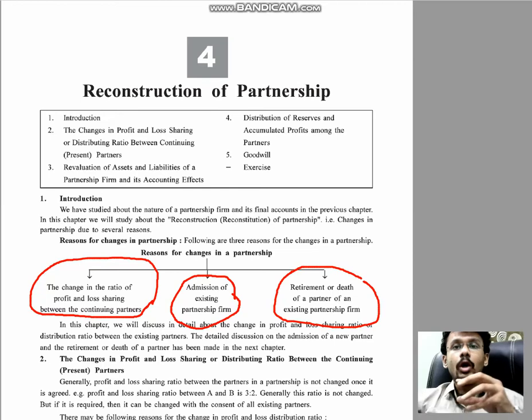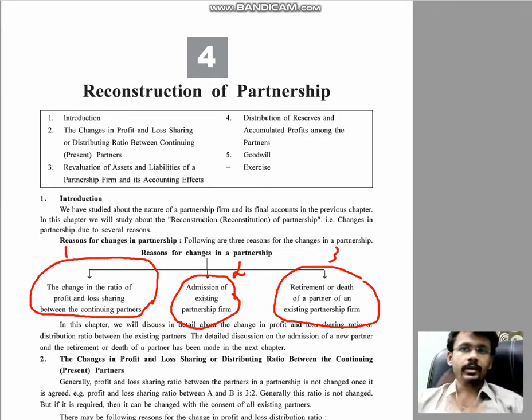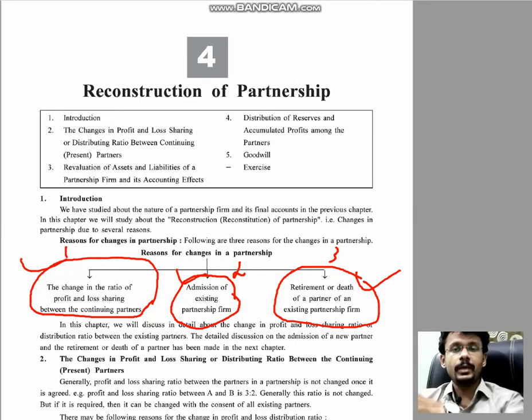Suppose A, B and C were 3 partners and unluckily C died, then in such a situation there is a change in the partnership. So whenever these 3 situations occur, this is the first, this is second and this is third. In simple terms, let us understand theoretically first. This is chapter 4, this is chapter 5, this is chapter 6. All these three individual chapters we'll be learning at a stretch, and that is why I completed 3 chapters of statistics, because I knew this would require time.